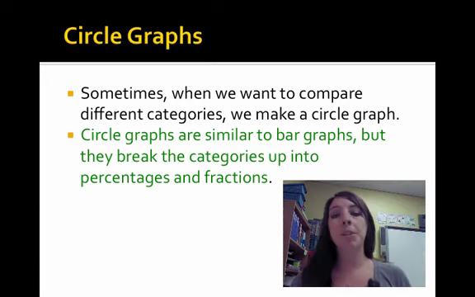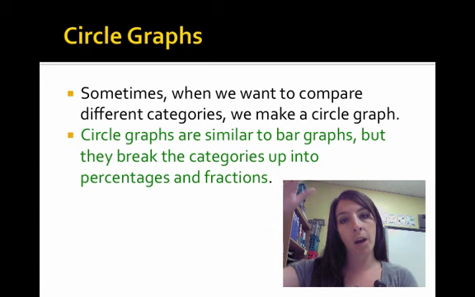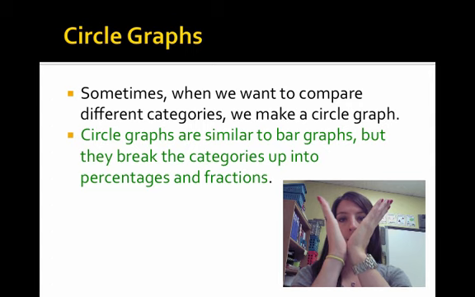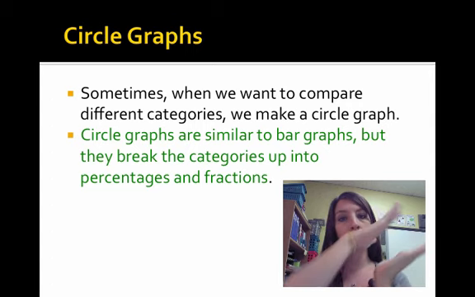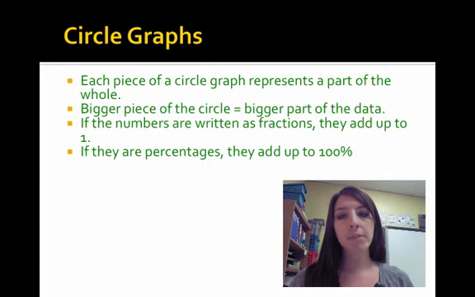Circle graphs are similar to bar graphs, but they break the categories up into percentages and fractions. So instead of just seeing the different heights of the bars, we actually get to see, okay, this is all of my data, and this little piece of my data is this fraction, and this little piece is this fraction, or this little piece is this percent. Okay, circle graphs are always in fractions and percentages. Each piece of a circle graph represents a part of the whole. So the bigger the pieces, the bigger the part of data it is. It's another way to quickly look at your data and compare the different answers. Okay? Bigger pieces of circle, bigger parts of the data.